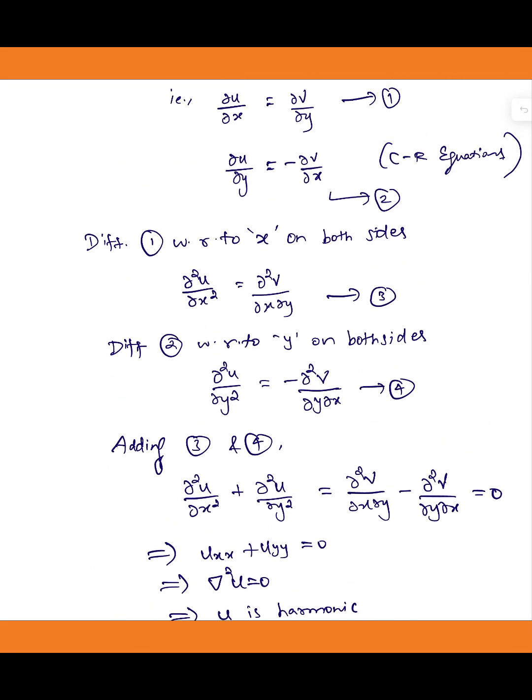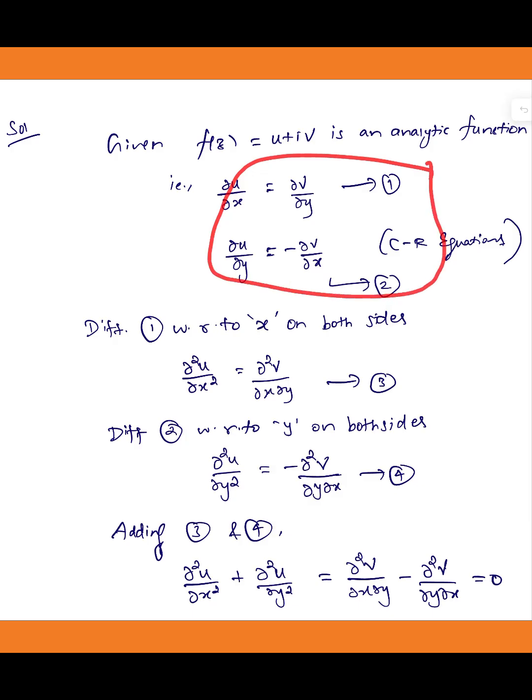To do that, you take again equations 1 and 2. You differentiate equation 1 with respect to y and equation 2 with respect to x. Just what we have done here, the opposite way. Here we differentiated with respect to x and y, but here we need to differentiate with y and x.